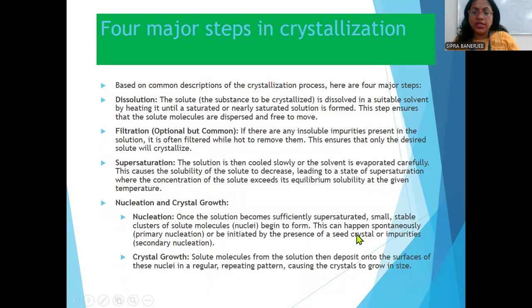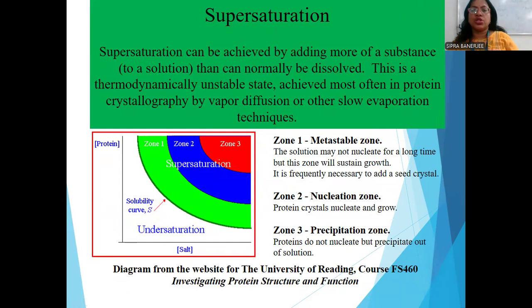Now after the crystal growth, what is supersaturation? Supersaturation can be achieved by adding more substance to a solution than can normally be dissolved. This is a thermodynamically unstable state achieved most often in protein crystallography by vapor diffusion or other slow evaporation techniques. So that means some of the unstable compound has to be solubilized, and then the evaporation and diffusion follow. Because in case of a solution, when it is in a very dilute condition, they will not be crystallized. So there are different zones.